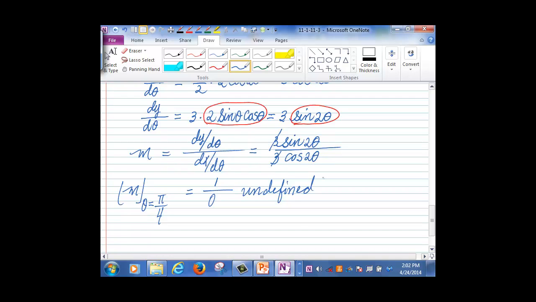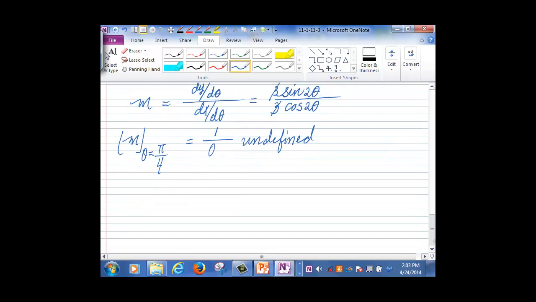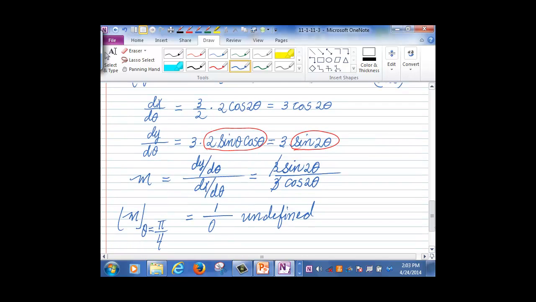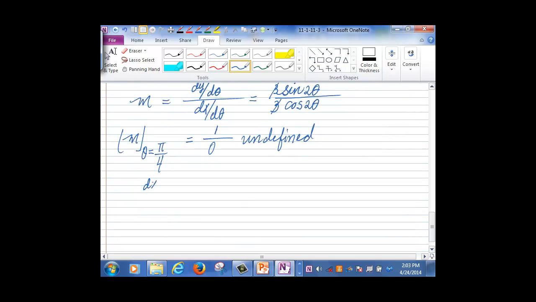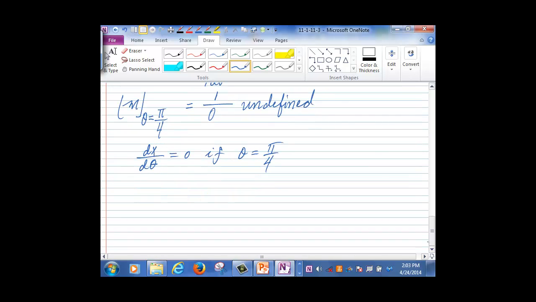The slope is undefined. But what we could say, remember, is that dx/dθ is vanishing. So it means dx/dθ is 0 if θ is π/4. So what do you have at π/4? There is a vertical tangent at θ equals π/4.